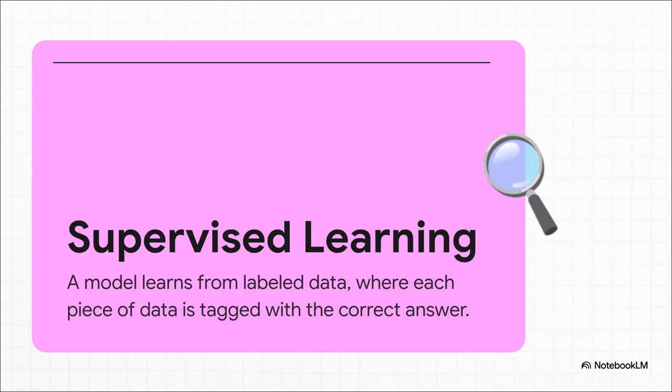The magic phrase here is labeled data. Just like your flashcards already have the answers, all the information we feed the machine is already tagged with the correct outcome. The model's job is to crunch through thousands, maybe even millions of these examples until it finally figures out the secret pattern that connects the input to the right output.